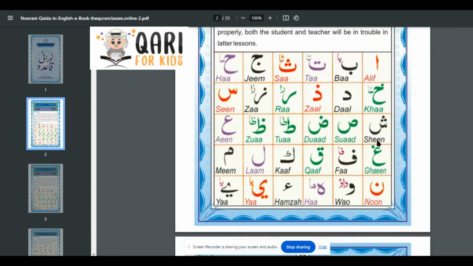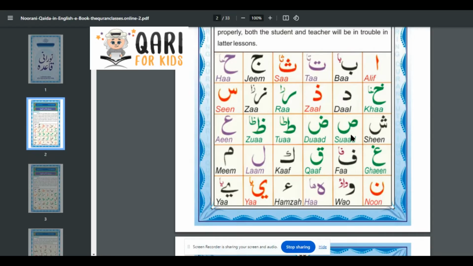First letter is Shin. The shape of Shin is similar to Sin almost, with three arches or curves. The key difference is that Sheen has three dots above it, which sets it apart from Seen. It closely resembles Seen, but the three dots above make it easily recognizable. I hope you understand.